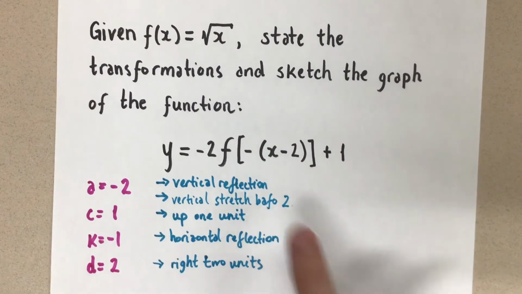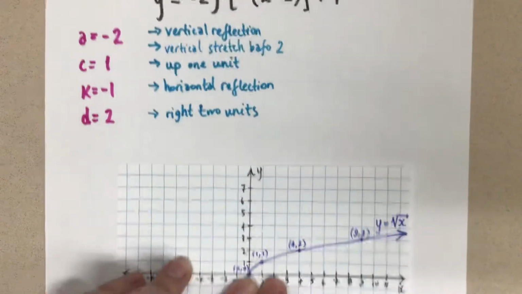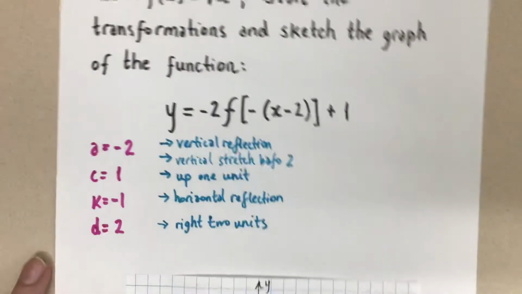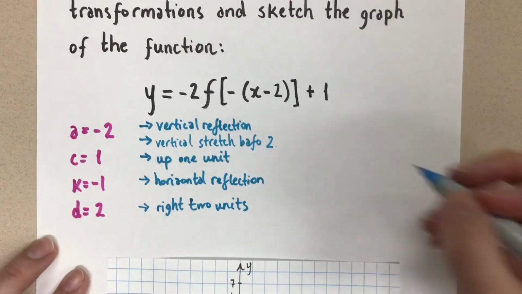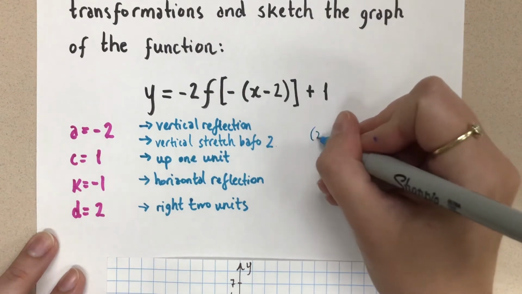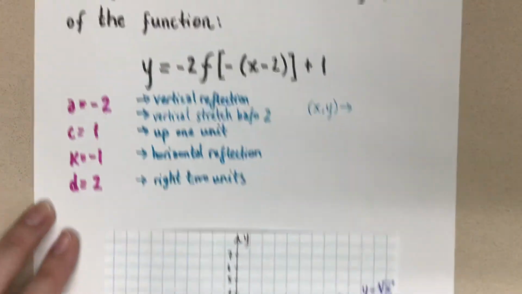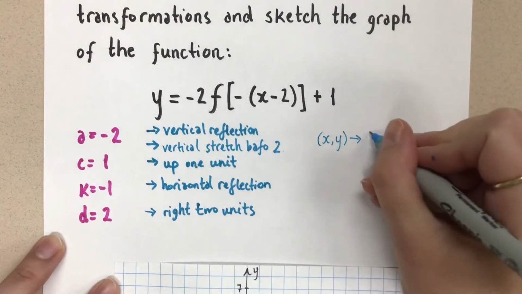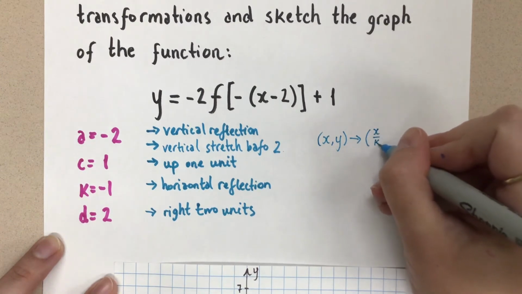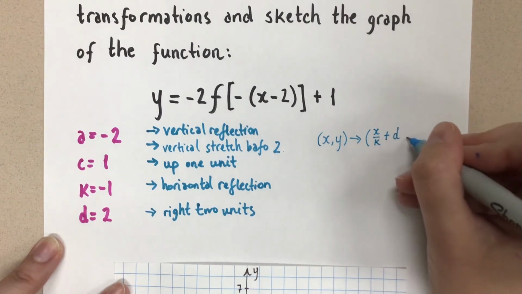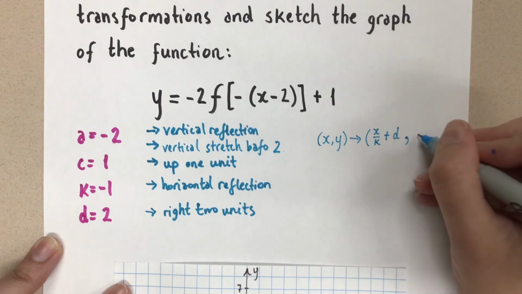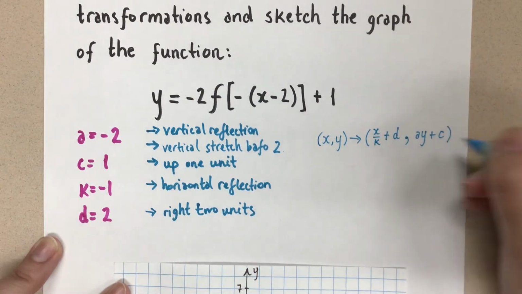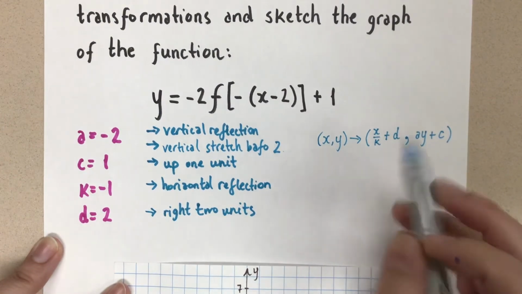If you don't want to apply these to the graph using the sketch that we have, and you'd rather use the mapping formula, let me write that down, then you can do so. You would take your original point, x, y. And when I say original point, I mean from the parent function here, these key points that I've highlighted already, and you would apply the transformations in this way. Take your x and divide it by the k value, and then add the d value, and that would be your new x coordinate. And then you would take your y and multiply by the a value, and then add the c value, and this would be your new y coordinate. So your old point maps to the new point, and you can do it that way if you want.